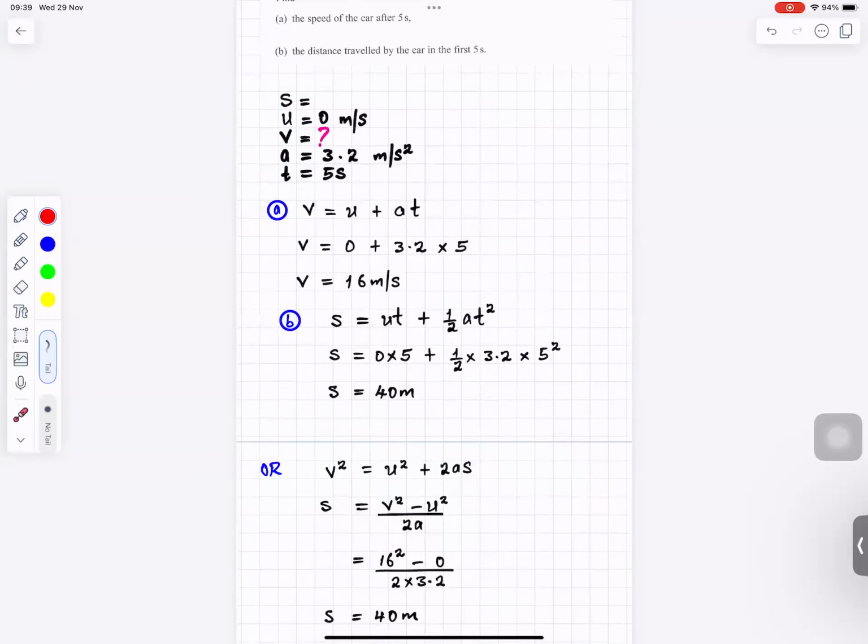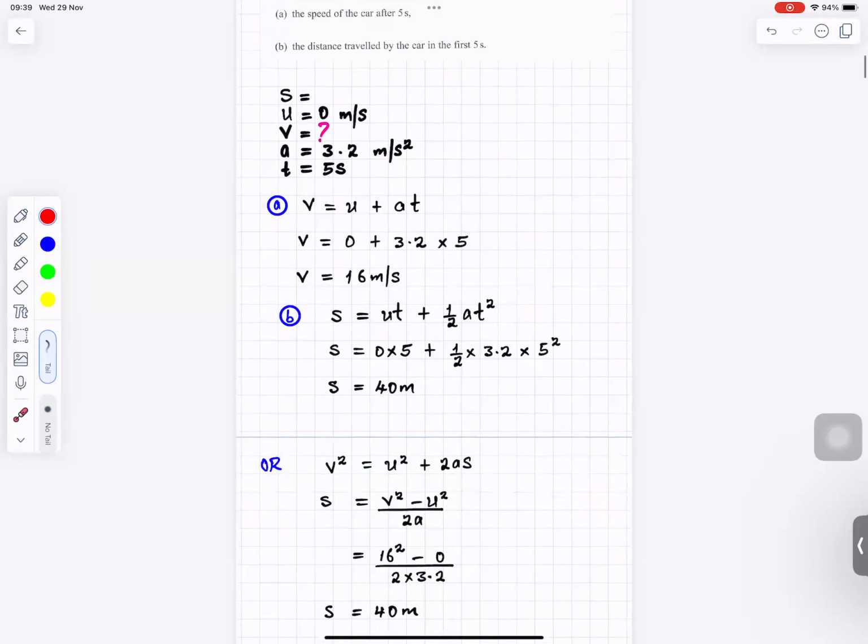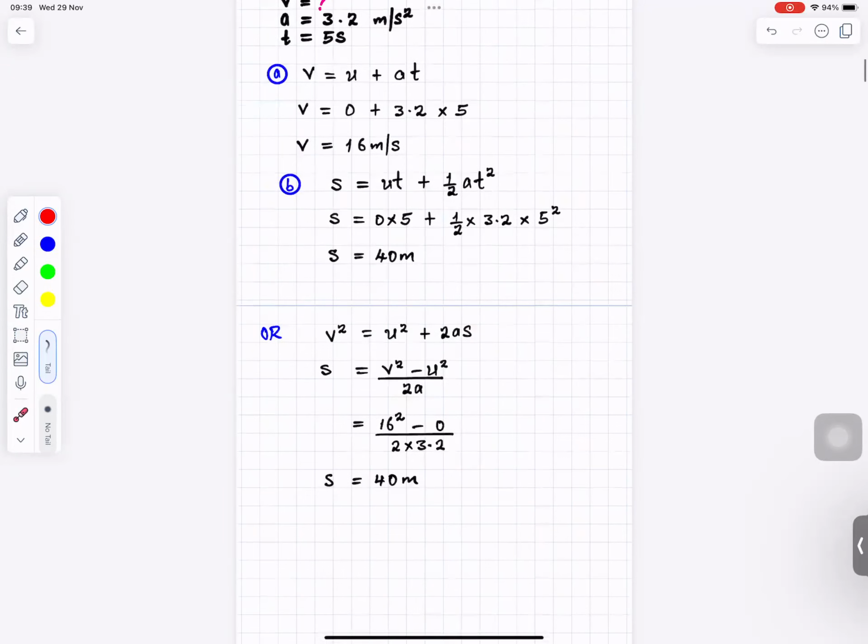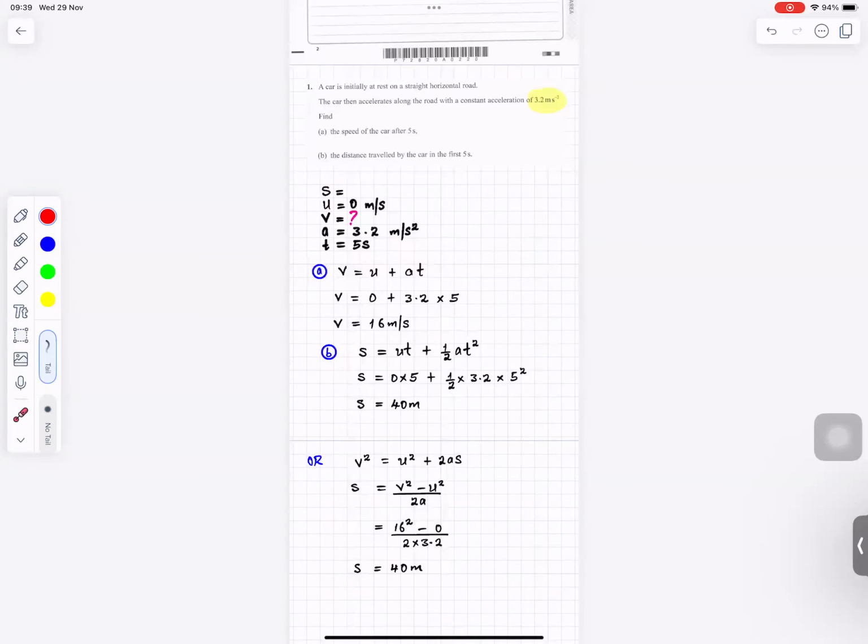Another way to do it is to use V squared is equal to U squared plus 2AS. Make S the subject: V squared minus U squared over 2A. Sub in V squared, V is 16. V squared minus 0 over 2 times 3.2, and that gives you 40 meters. That's the complete answer for question number one.